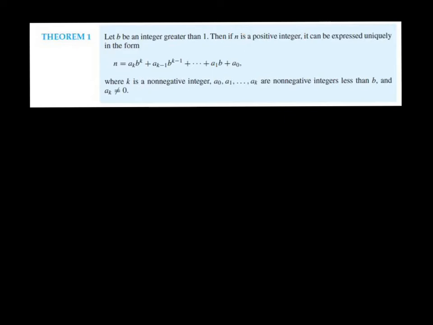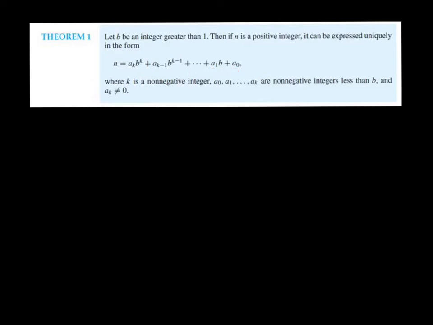So what happens is we're able to express n uniquely as a_k times b to the k plus a_{k-1} times b to the k minus 1, and so on and so forth down to a_1 times b plus a_0.